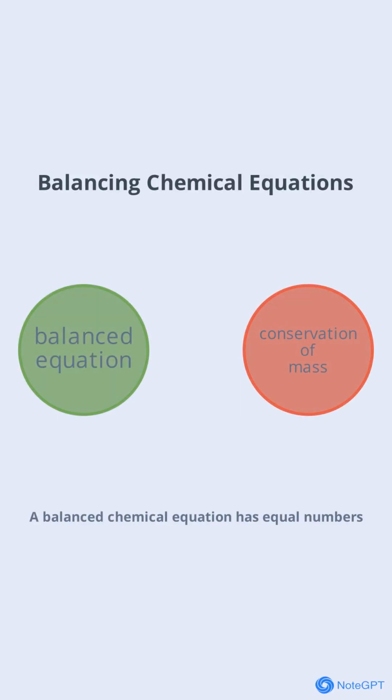A balanced chemical equation has equal numbers of each type of atom on both sides, satisfying the law of conservation of mass. Balancing equations ensures that matter is neither created nor destroyed during a reaction. For example, the reaction between calcium hydroxide and carbon dioxide forms calcium carbonate and water, and must be balanced to reflect the correct proportions. Mastering this skill is essential for accurately representing chemical processes and for solving problems in chemistry.